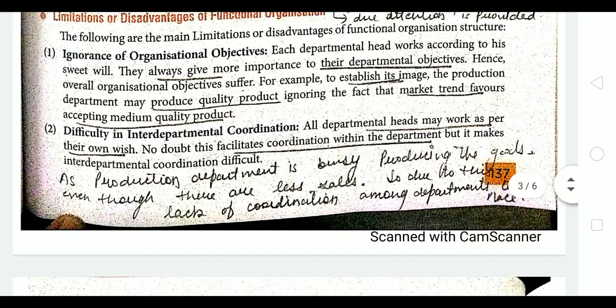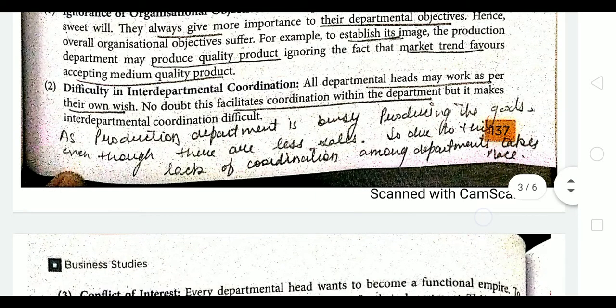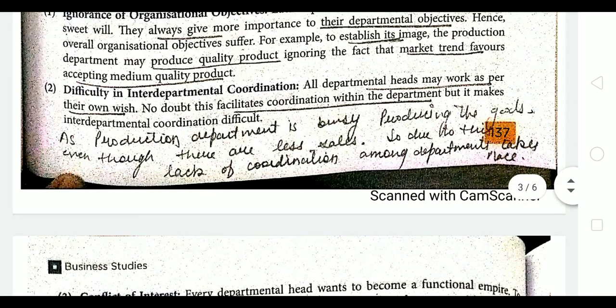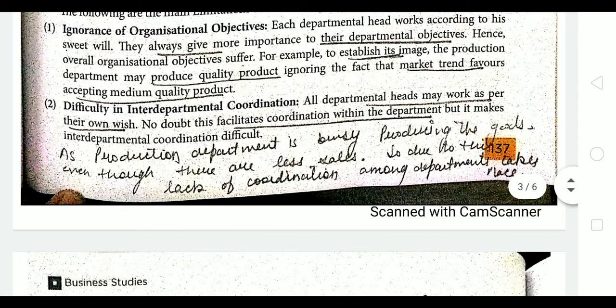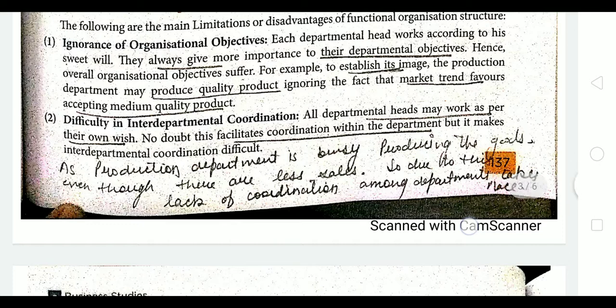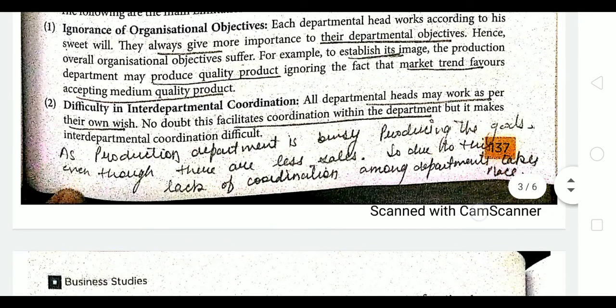The book gives an example: to establish its image, the production department may produce quality products, ignoring the fact that market trend favors accepting medium quality products. So they want to build their own image in front of the organization. They do not consider any cost, but they have started preparing quality products, right? Although this is not the trend, they are still following it. So here the organizational objective is ignored.